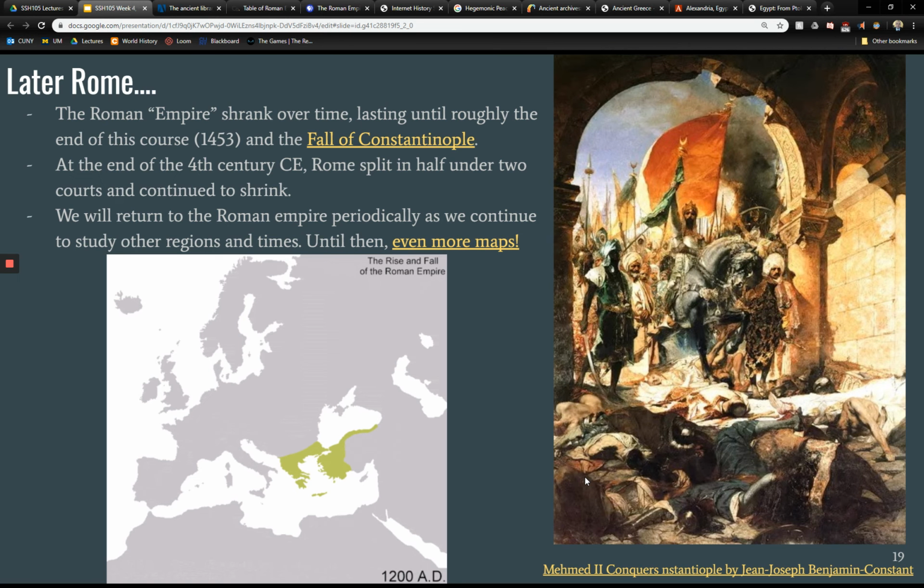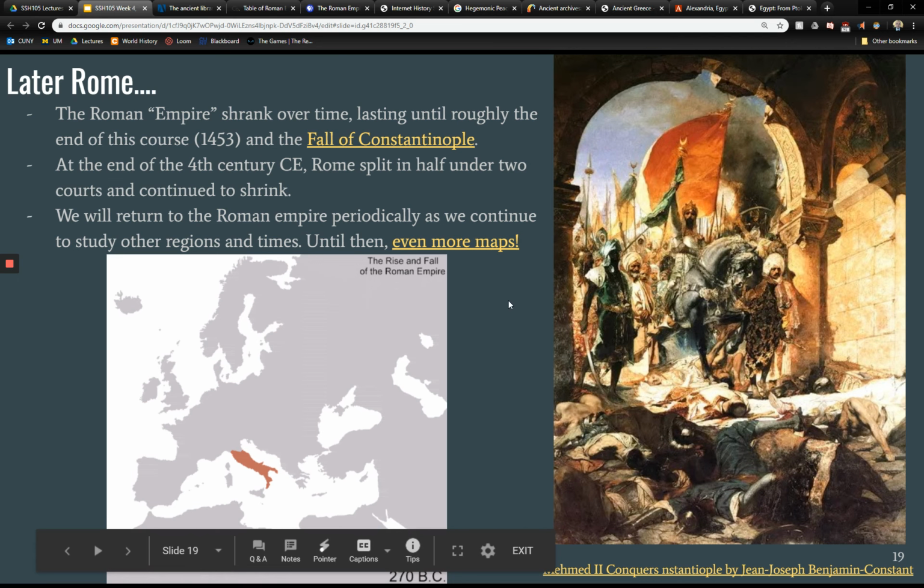The end of the 4th century CE sees Rome split in half, rather famously, into an eastern and western state, with a court at each one of these states. This precipitates the decline of the Roman Empire quite a bit. So when Rome splits in half, that is a real sign of disunity and failure at the center, and of the pressures Rome is feeling both internally and externally, which sees it shrink down.